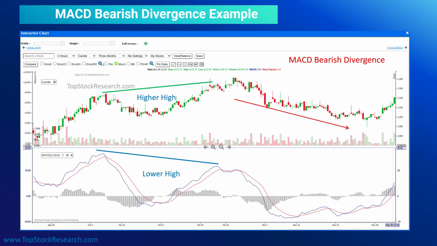Similarly, you have bearish divergence. What it says is price is making new highs, but MACD is not giving the same kind of company to it.